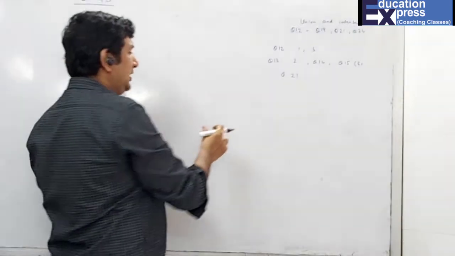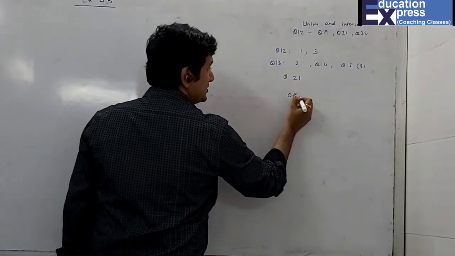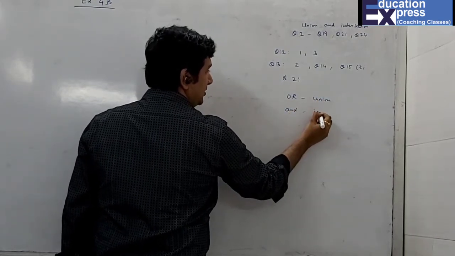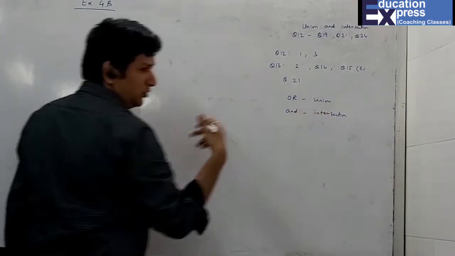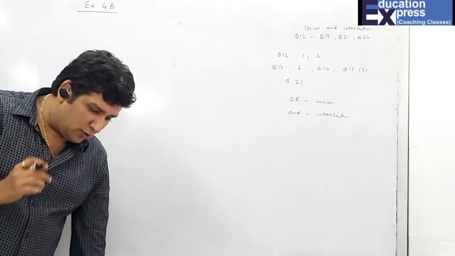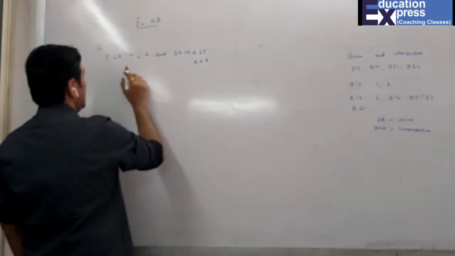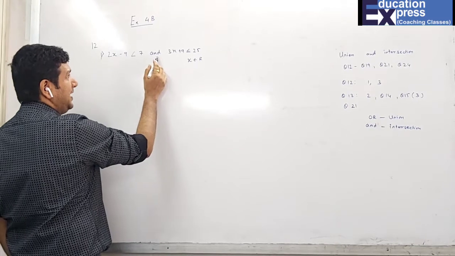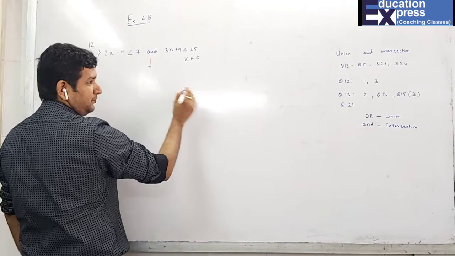So one more thing I want to tell you is, again, the word or means union and the word and means intersection. Union means all numbers, intersection means the common numbers. Start. So question 12 says, solve and graph the solution set, the first sum. So it is 2x minus 9 is less than 7 and 3x plus 9 is less than or equal to 25. And means what, students? Intersection.